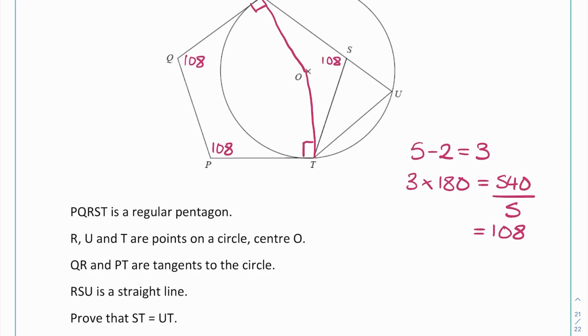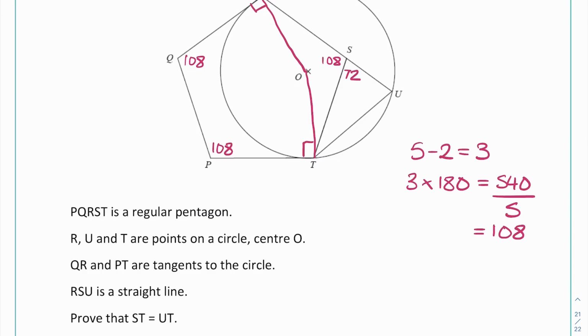So it tells us it's a pentagon. We've dealt with that. We've got the angles in the pentagon. It tells us that they're tangents. We've dealt with that. We've put the right angles in. What else does it tell us? It tells us that RSU is a straight line. So if this is a straight line here, you can see that we have angles on a straight line, this 108 and the one next to it. So next to that 108, 180 take away 108 would give us 72. So that one there has to be 72.